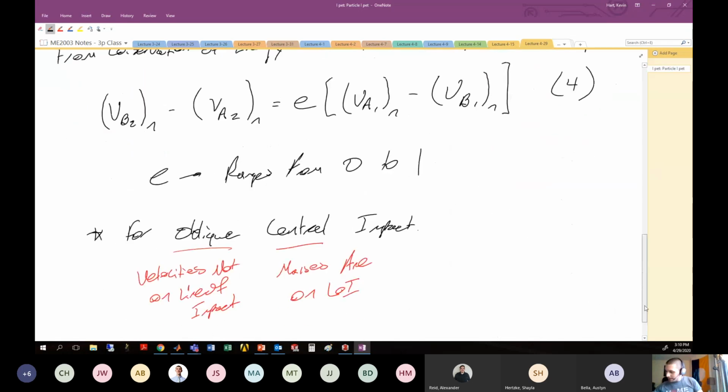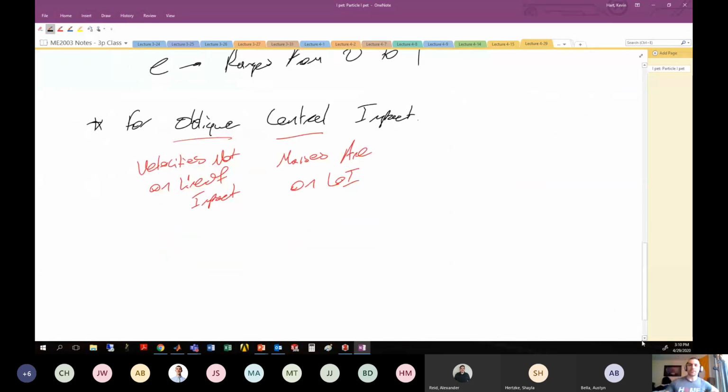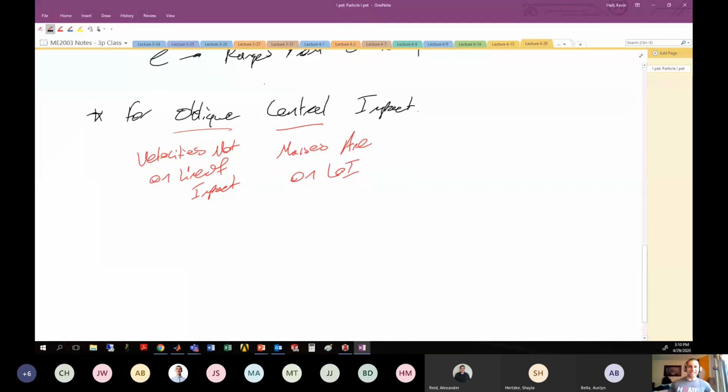Now, that's all good and great. What do we do when we have to go to rigid bodies? Well, again, with rigid bodies, you're not going to always have this central impact. You're going to possibly have eccentric impact. And I'd say most of the time you have eccentric impact. So we have to deal with that. All right. Can you deal with that?